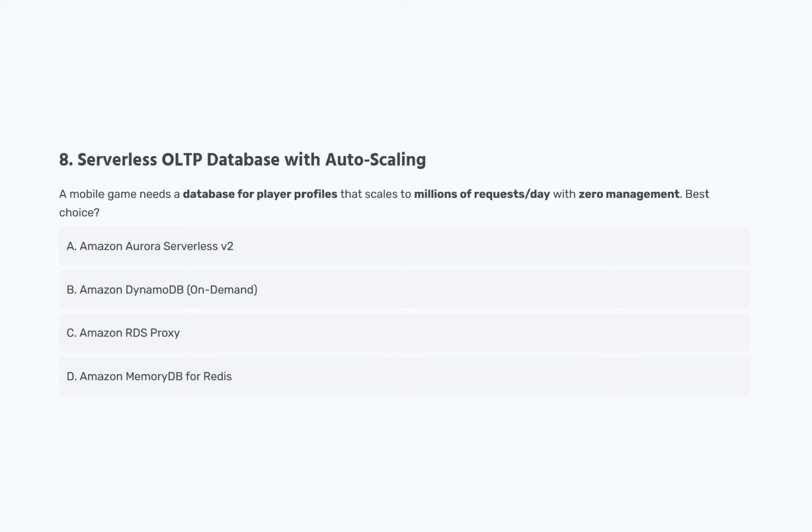That should be faster requests. The options are Amazon Aurora Serverless v2, DynamoDB, RDS Proxy, and MemoryDB for Redis. So that's going to be DynamoDB, automatically, no capacity planning. That should be the one suitable for that. Let's go to the next questions.